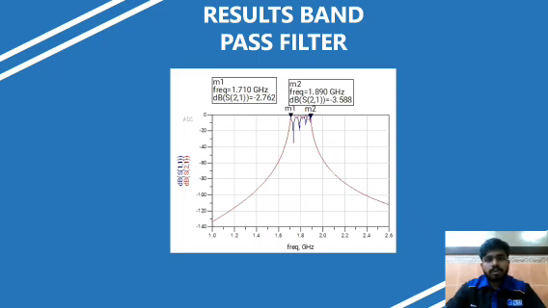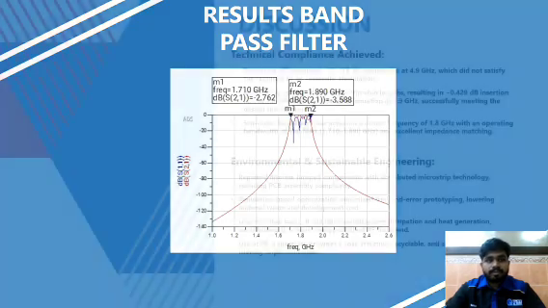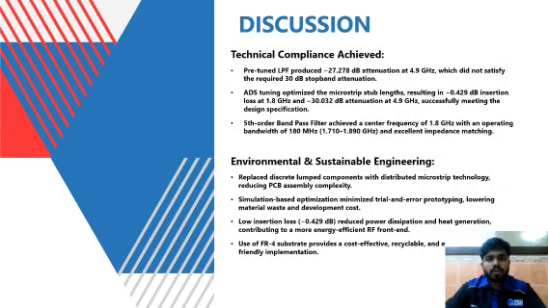The simulation shows that the bandpass filter operates exactly as required. The bandpass extends from 1.710 GHz to 1.890 GHz, producing the required 180 MHz bandwidth. The return loss is below negative 10 dB, indicating good impedance matching, while the insertion loss remains very low across the passband. From the results, we conclude that the design successfully achieved all technical specifications.